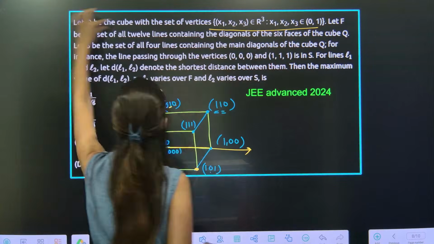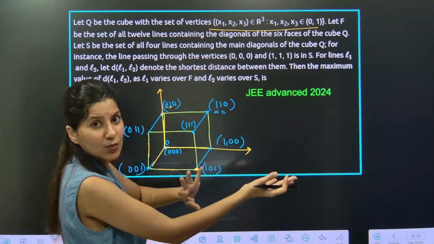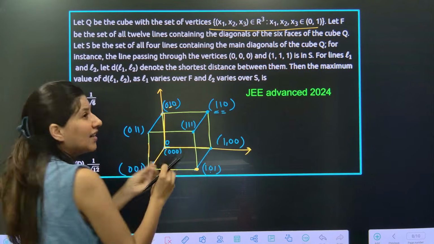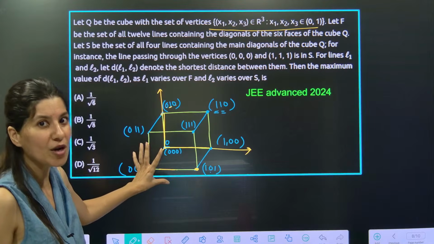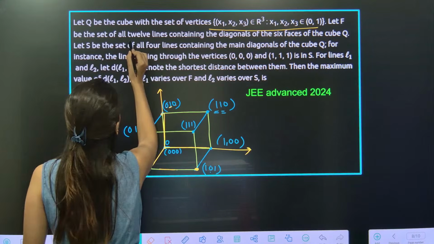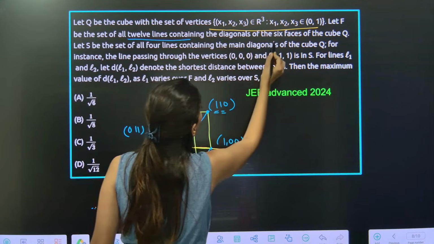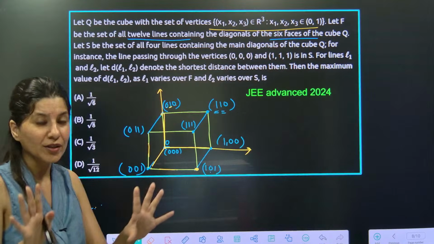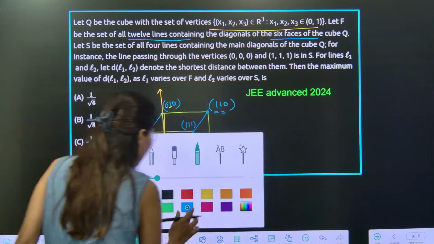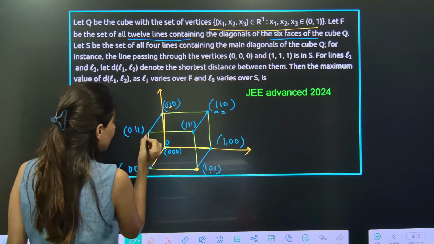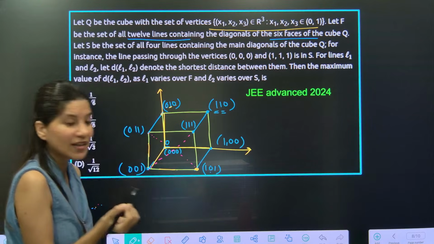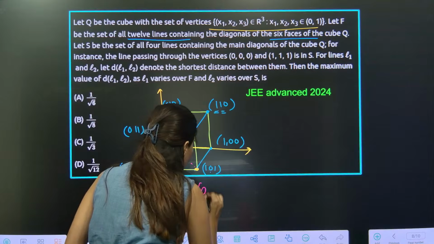So I think the first line is very clear. This is a cube and it has vertices, and all the coordinates x1, x2, x3 are either 0 or 1. Can you see, either 0 or 1 only? We have written correctly. Now after this: let F be the set of all 12 lines containing diagonals of the 6 faces. Okay, hold on. For a cube, how many faces are there? Total 6 faces. For every face, this is the front face, there will be 2 diagonals. This is a face diagonal. So in a cube, there will be 12 face diagonals.